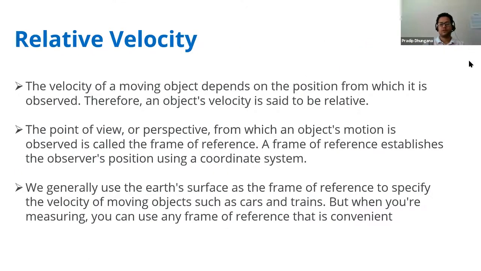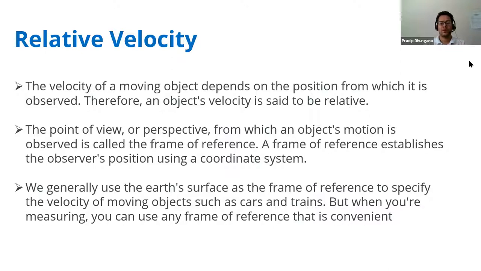So at first, we'll talk a little bit about relative velocity. Let me read that first point. The velocity of a moving object depends on the position from which it is observed. That means let us suppose a car is moving in a highway. And at first, we are measuring the velocity of the car with respect to the ground, and we get one velocity.